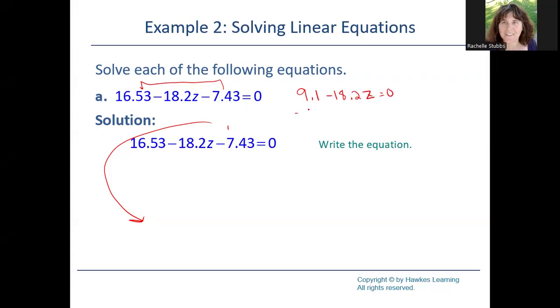We're going to subtract 9.1 from each side. And that's going to give me 0, leaving me with a negative 18.2z equals a negative 9.1. And if I divide by a negative 18.2z, I'm going to show that division by doing that.